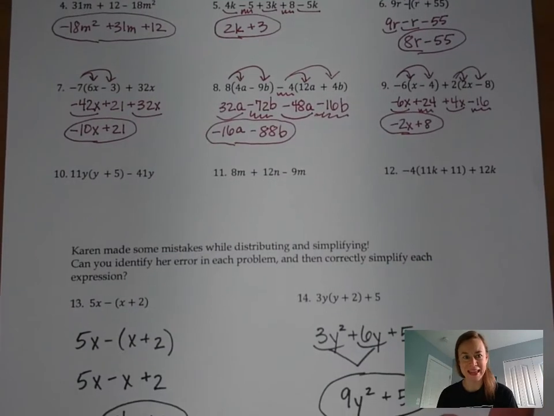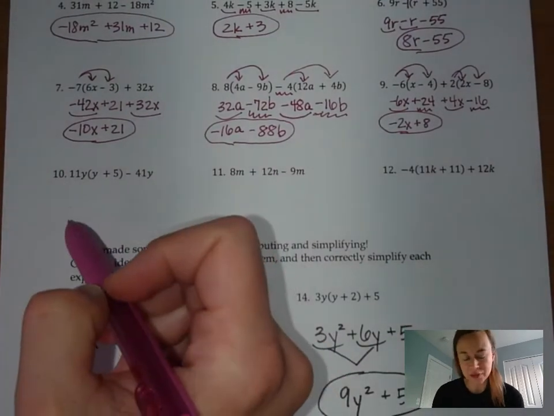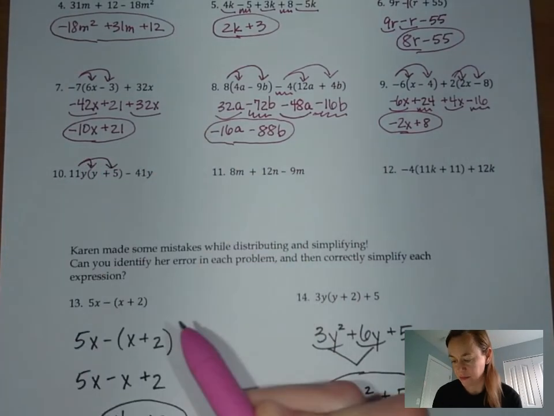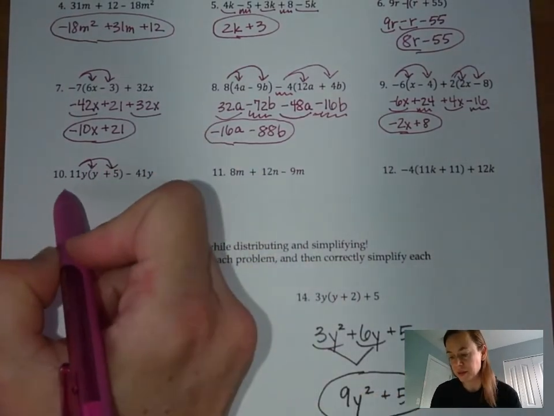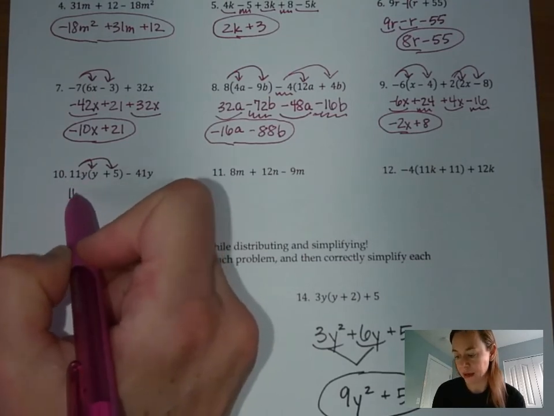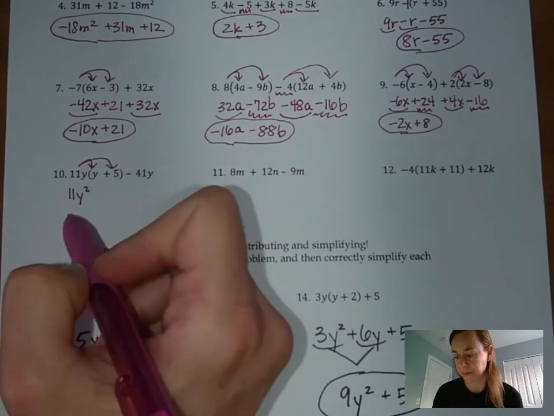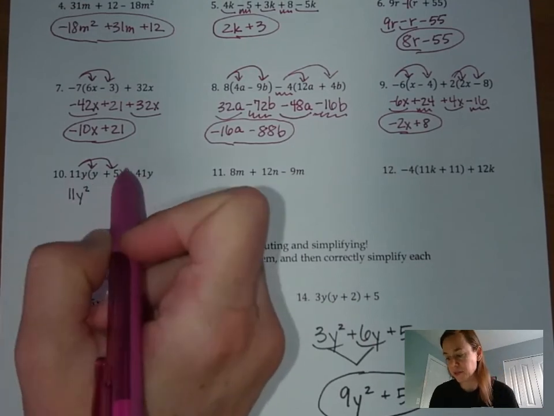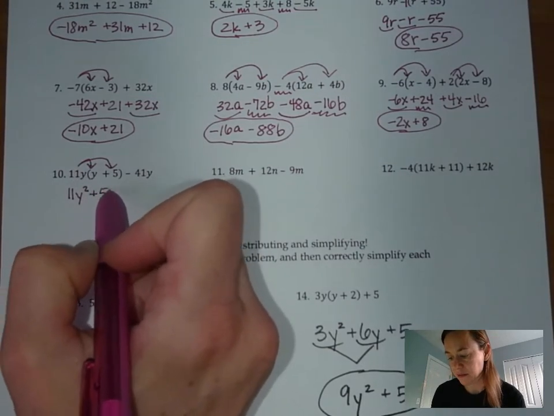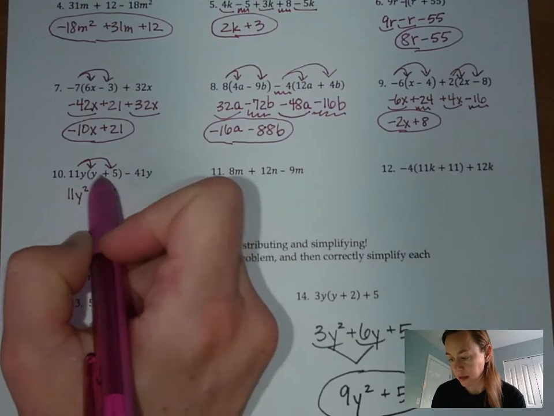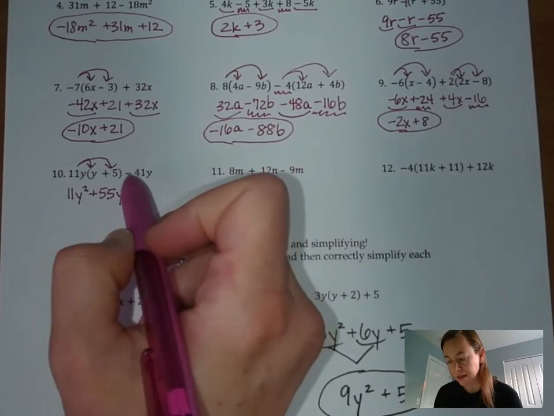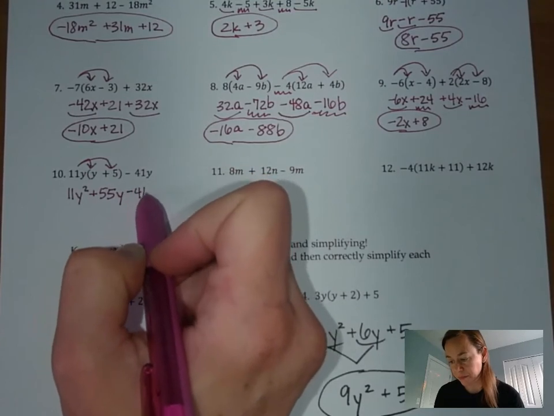Okay, going on to number 10. We've got 11y times y. Again, we're distributing. And 11y times 5. So 11 times 1 is 11, and y times y is y squared. And now 11y times 5. 11 times 5 is +55. And then there's nothing to multiply that y with, so we're just going to keep it like a y. And then we'll bring down our -41y.